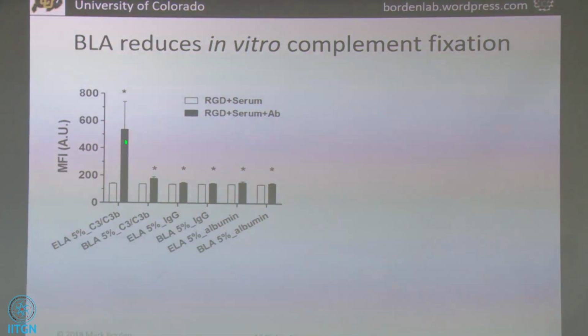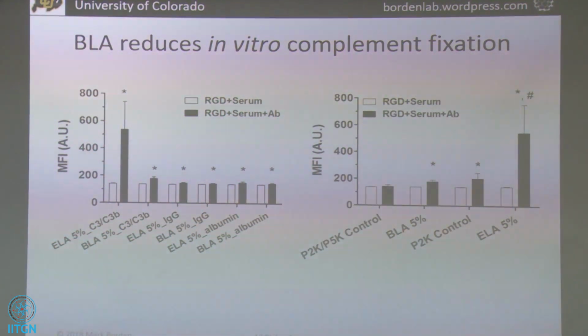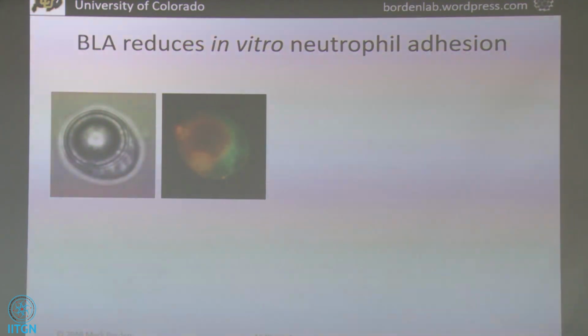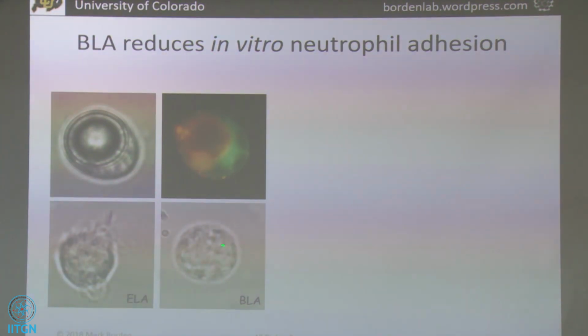This is the exposed ligand architecture. With the buried ligand architecture, we see very little binding. So this is exposed ligand, this is buried ligand. Statistically different, much lower binding. So we looked at control, so there's no ligand here, versus 5% ELA, exposed ligand architecture, giving much more complement C3 binding. You can actually see the bubble binding to the neutrophils, a large bubble compared to the neutrophil, on both activated neutrophils and resting neutrophils.